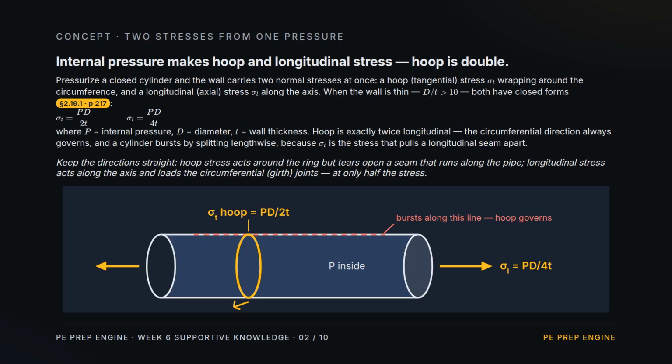Pressurize a closed cylinder, and the wall carries two stresses at once. Hoop stress wraps around the circumference. Longitudinal stress runs along the axis. When the wall is thin, diameter over thickness above 10, hoop is PD over 2T, and longitudinal is PD over 4T. Notice the factor. Hoop is exactly twice longitudinal, so the circumferential direction always governs. That is why a cylinder fails by splitting lengthwise. Hoop stress is what pulls a longitudinal seam apart, so the axial joint is the critical one, and girth joints see only half the stress.